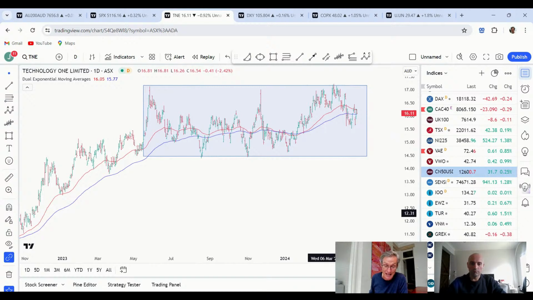The range will end, and interesting times will follow. One way or the other, ranges can break to the downside as well. Yeah, exactly. We go on a lot about trending markets, right?